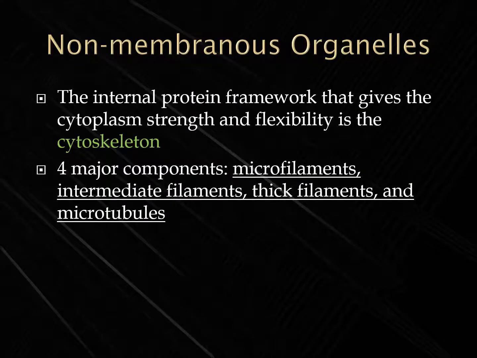The internal protein framework that gives the cytoplasm strength and flexibility is the cytoskeleton. There are four major components: microfilaments, intermediate filaments, thick filaments, and microtubules.